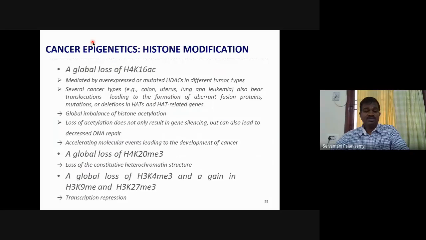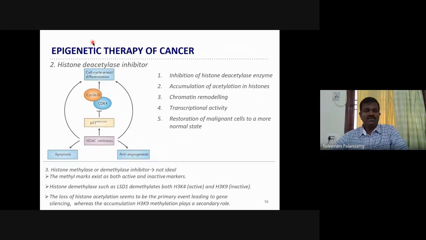And histone modifications could be prevented by certain agents. So here histone deacetylase inhibitors could be used. They inhibit the enzyme histone deacetylase, which causes accumulation of acetylation in the histones, leads to chromatin remodeling and transcription, and a restoration of malignant cells to a more normal state. So, a very important class of drugs. And the third class is histone methylase or demethylase inhibitors, but it is not ideal at the moment since it lacks specificity.